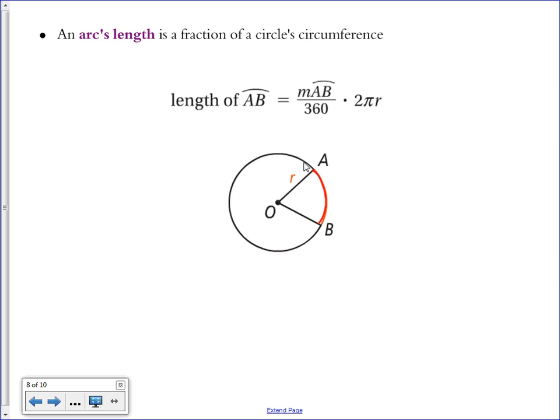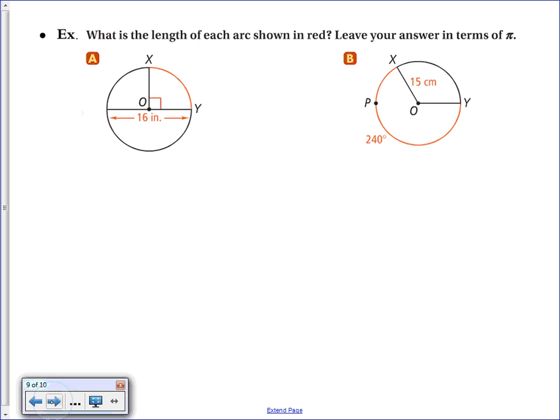So you're basically doing the entire circumference and then multiplying it by a fraction that is going to be the degrees of AB, like the arc measure, over 360, because that would be the full circle. So you're going to take the circumference and multiply it by the ratio of the arc you want to find over 360. I think we have an example on the next slide. Let's change and we'll practice putting this formula into action.